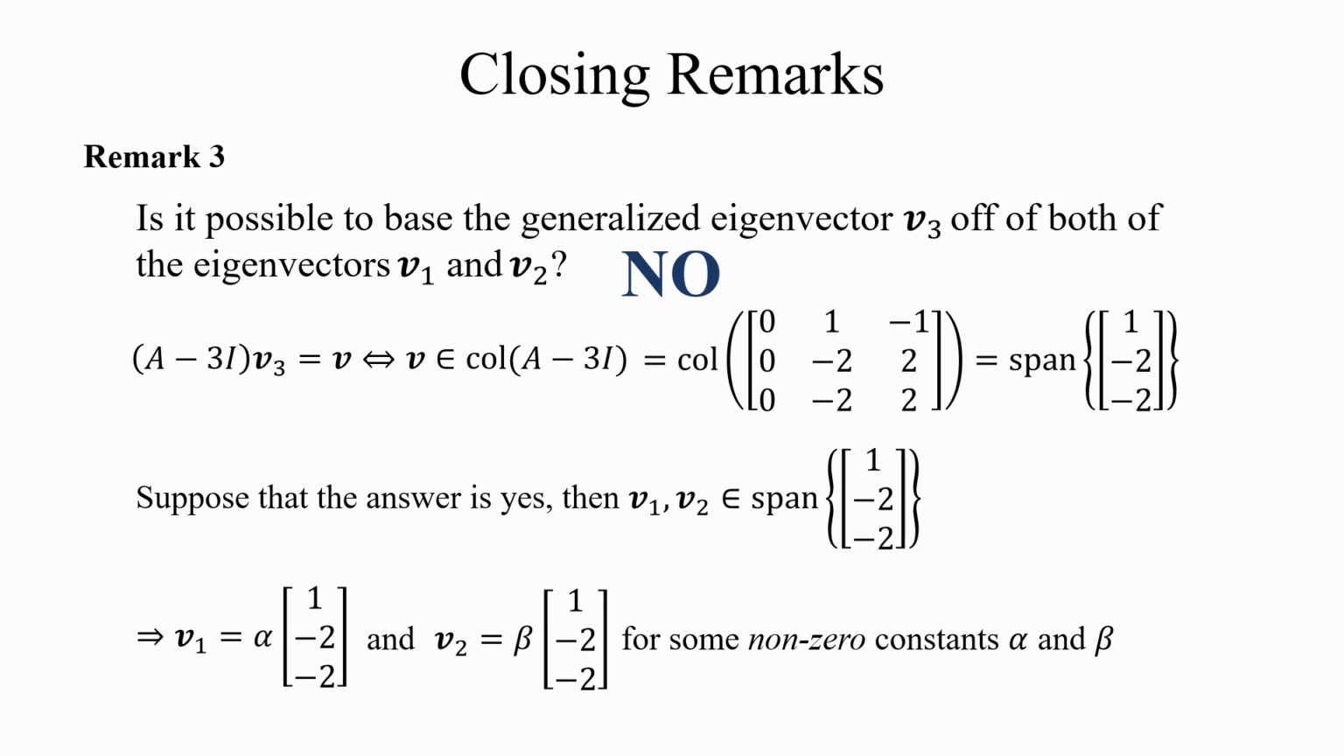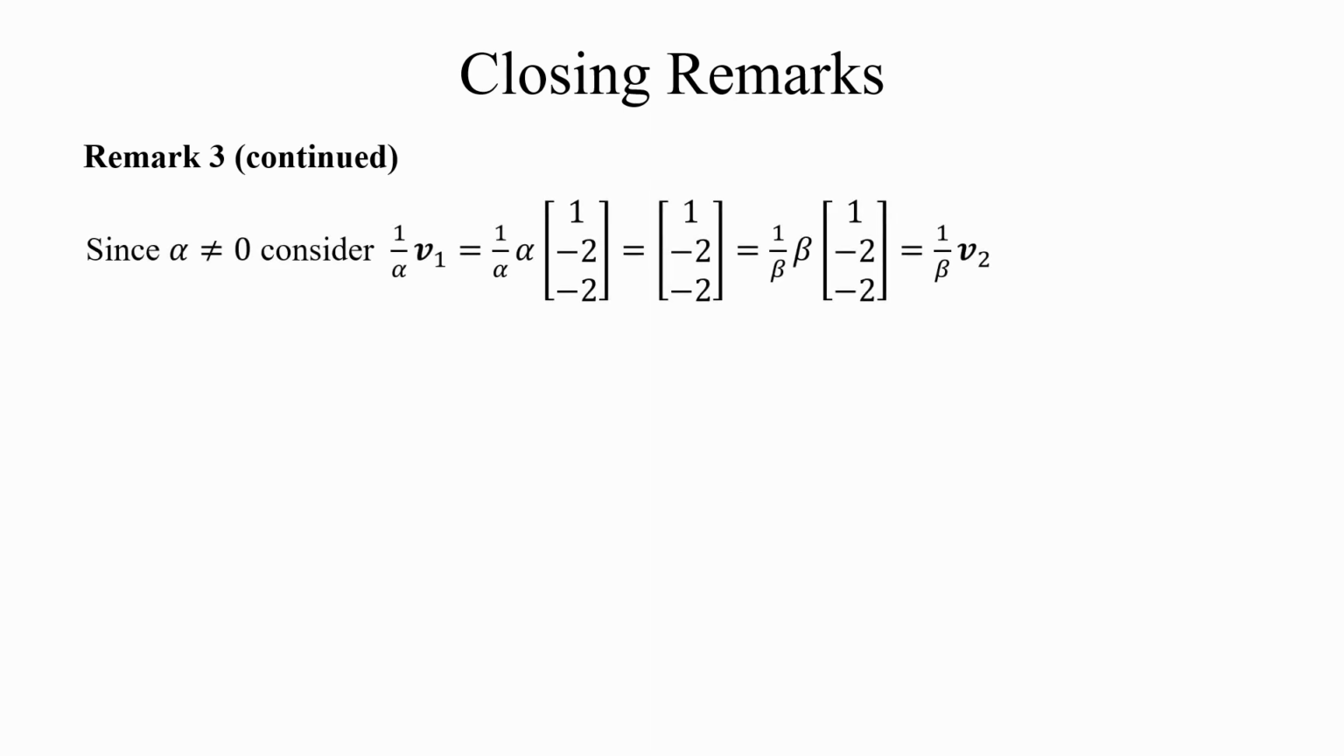And why are they non-zero? Again, that's because eigenvectors are non-zero vectors. So if alpha was 0, then v1 would be 0. That's a contradiction because every eigenvector has to be a non-zero vector. So since alpha is not equal to 0, consider the product of 1 over alpha times the vector v1. It's equal to this, and through some algebraic manipulation, we find that this is actually equal to 1 over beta times the vector v2.